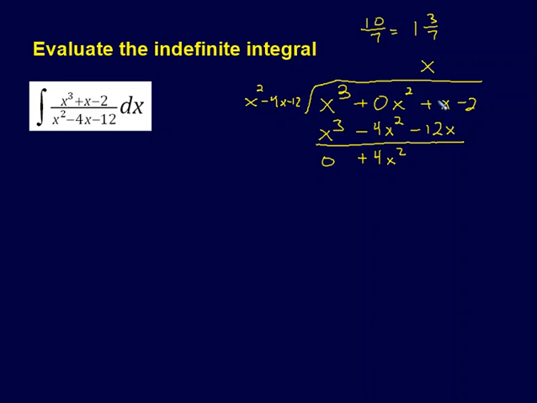And this is 1x minus negative 12, so now that's like doing 1 plus 12, and we're actually going to get 13x. And then we have the minus 2 to carry forward here. So the last round of dividing is to divide 4x squared by x squared, and that's going to get us a positive 4. And now we multiply that down. So 4 times x squared, 4 times negative 4x, and 4 times negative 12.